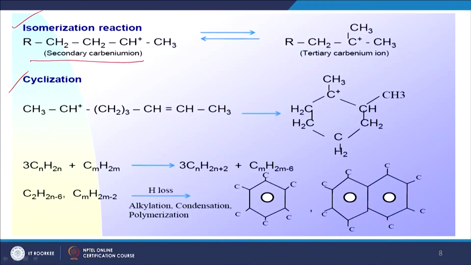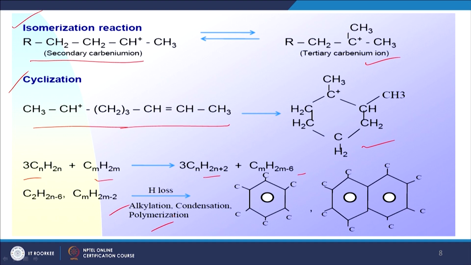Then isomerization may also take place. We have one secondary carbonium ion in this case. There may be some isomerization, so H plus, R CH2 and C plus CH3 CH3. This can also take place, that is called tertiary carbonium ion. So, secondary to tertiary formation can also take place, and then some cyclization reactions can also take place in this process. As shown here, this is our hydrocarbon, and this is converted to cyclic form. Two hydrocarbons can also make this one. That way the cyclization reaction can take place, and alkylation, condensation and polymerization can also take place.